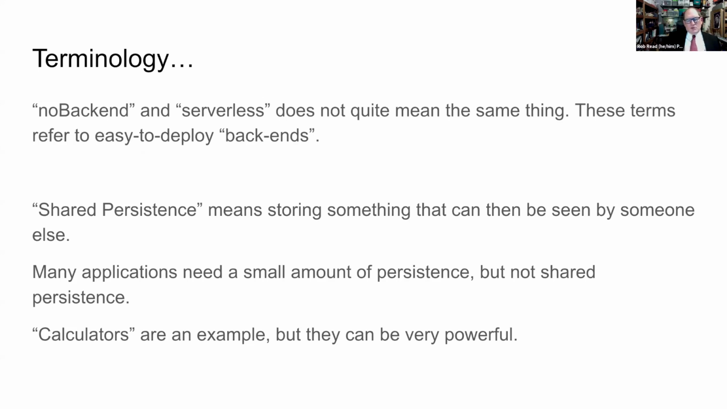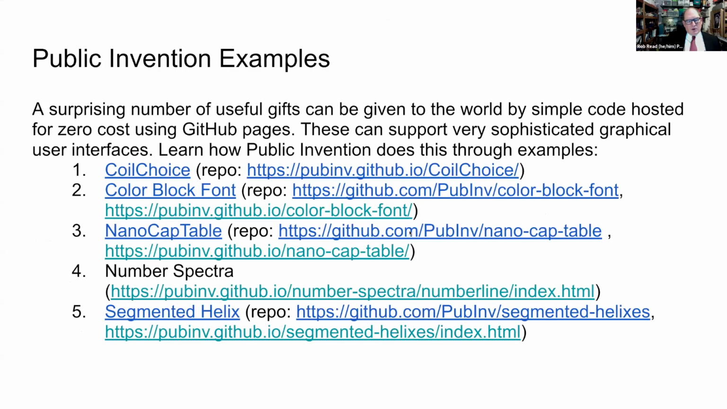Shared persistence means storing something that can be seen by someone else at a later time. You can persist things that you can see over a long period of time. Most applications need a small amount of persistence, but not necessarily shared persistence. Often these things are called calculators, which are an example, but they can be very, very powerful.